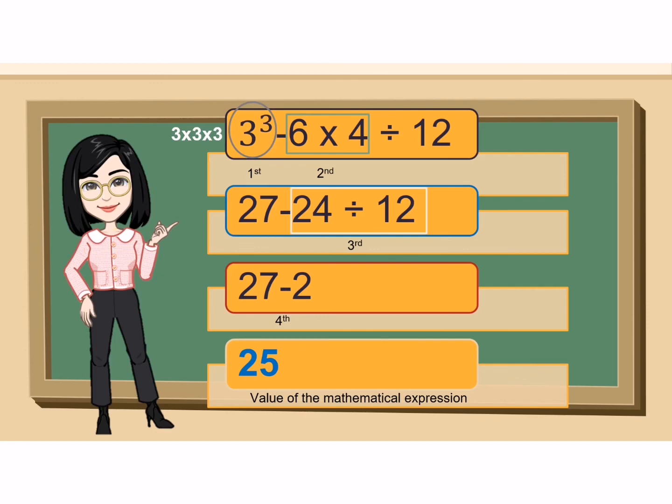The last operation to do is subtraction. So, 27 minus 2 is equal to 25. Finally, the value of the mathematical expression 3 to the third power minus 6 times 4 divided by 12 is 25.